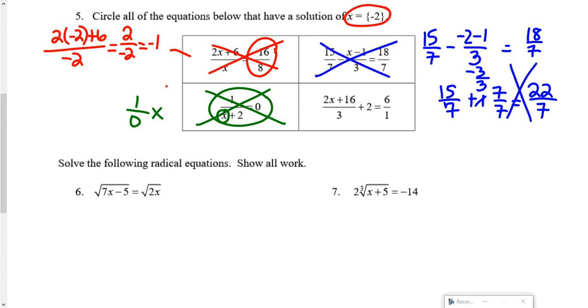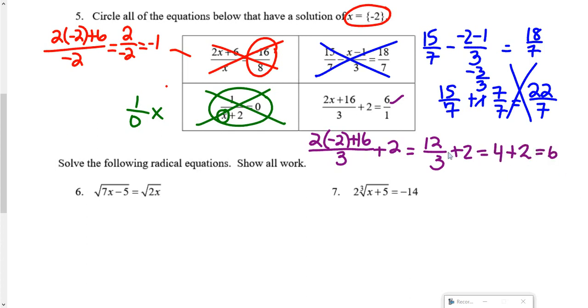I hope the last one works, or I've made a mistake somewhere. All right, so here I'm going to plug in -2 for x. And I need for this to equal 6. So let's see. -2 times 2 is -4, plus 16 is 12. So I have 12 over 3. I don't know why I made that fraction line so long right there. Sorry. 12 over 3 plus 2. So 12 over 3 is 4. 4 plus 2 is 6. So this one works, and that is my only solution, this one on the lower right. Remember, when it says circle all that apply, you might get more than one answer. You might get one answer. You just circle any one that works.